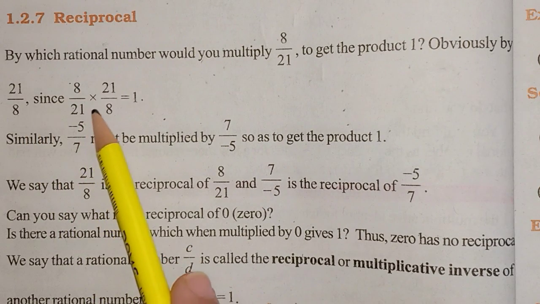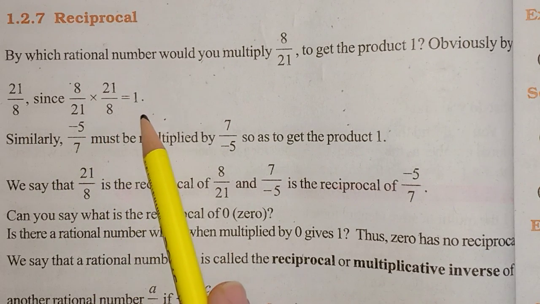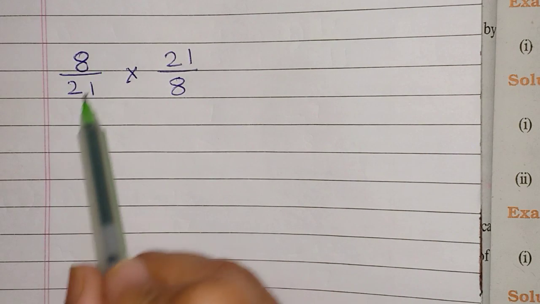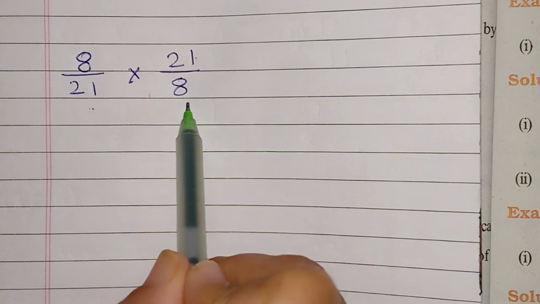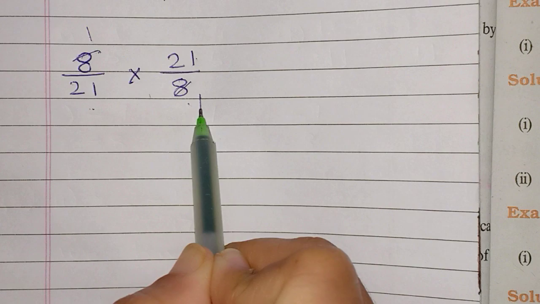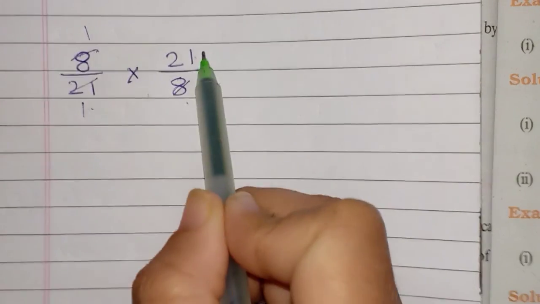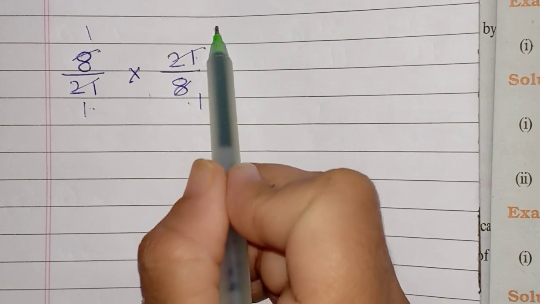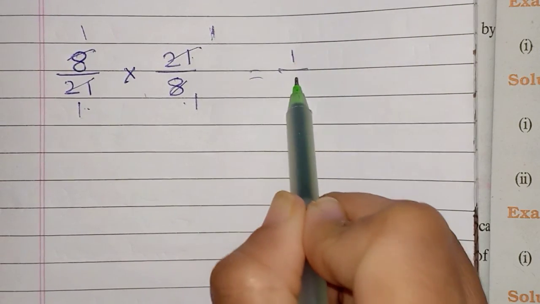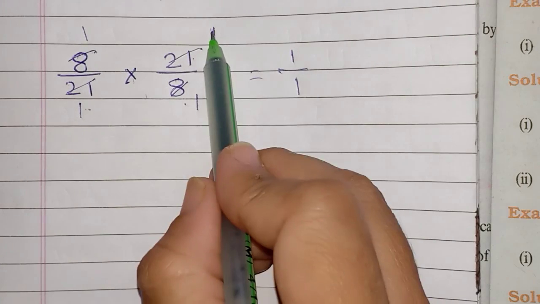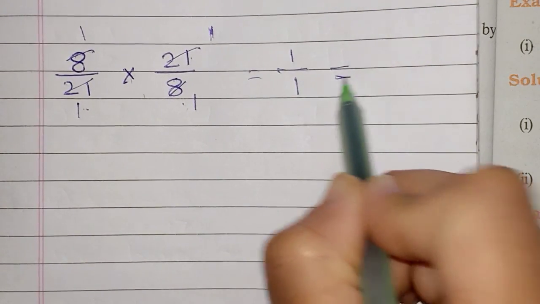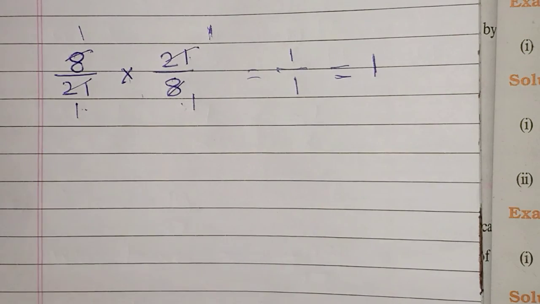Since 8 upon 21 into 21 upon 8 gives me the answer 1. See here, I have written 8 upon 21 into 21 upon 8. These two get cancelled, 21 ones are 21, 21 ones are 21. So now nothing remains. So here it is 1 upon 1. 1 into 1 is 1, 1 into 1 is 1. So the final answer is 1.